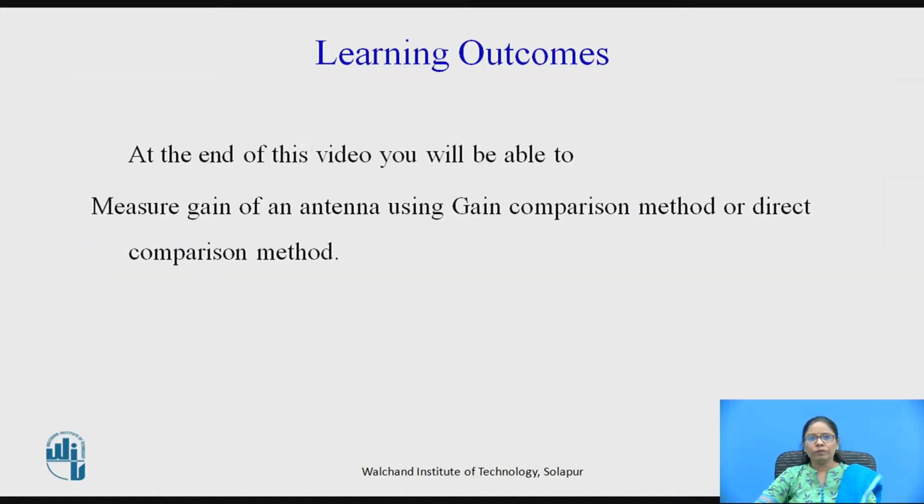Learning outcomes. At the end of the video, you will be able to measure the gain of an antenna using the gain comparison method, or direct comparison method.